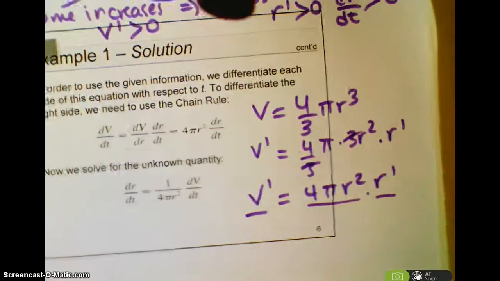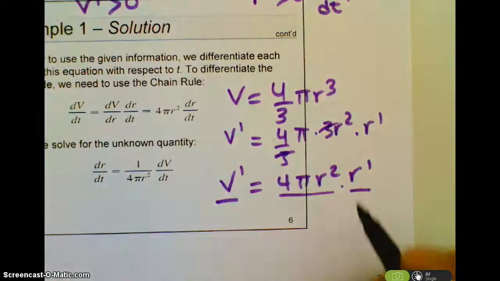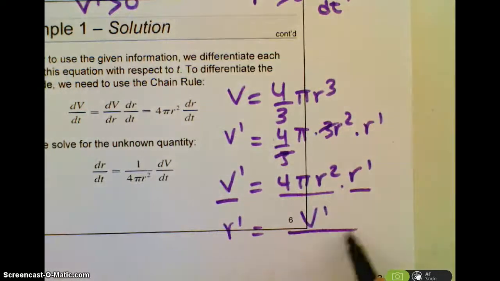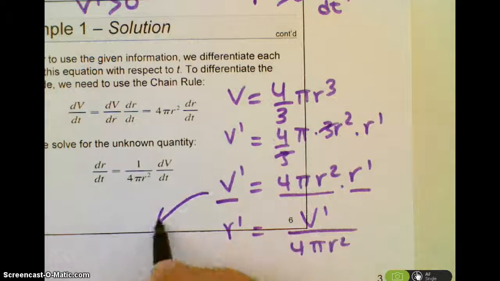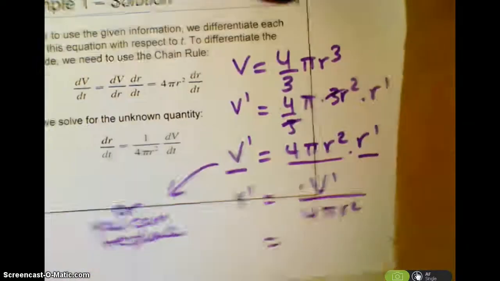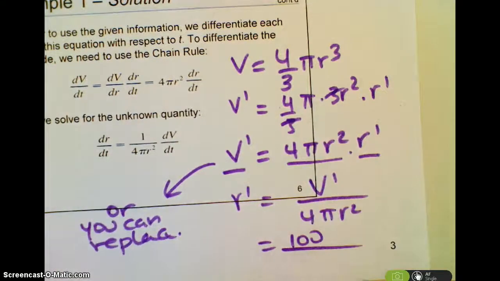So what I don't have right now in this problem, you are free to solve here for r prime. R prime will be V prime over 4 pi radius squared, or at this point you can replace the given information now. That would be fine too. Either way is fine. So change in volume is positive 100 over 4 pi, and the radius squared. The radius, we found that it was 25 only, so 25 squared.